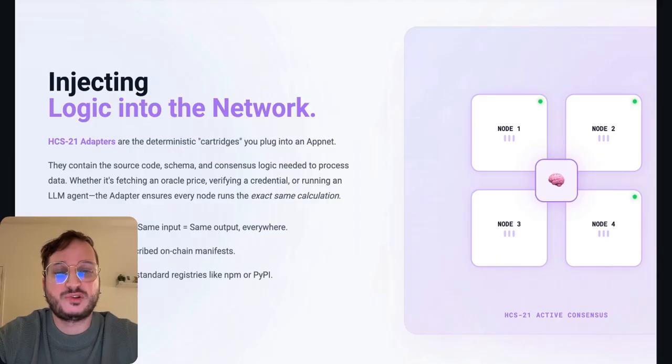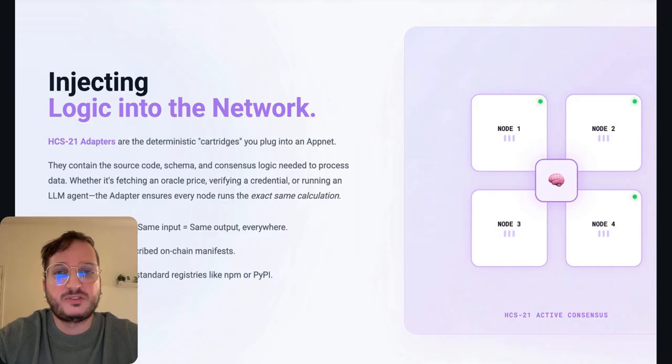The adapter ensures that every single node in the Flora, every petal in the Flora, is running the exact same calculation. So some of the key rules here are, number one, it has to be deterministic. So you should get the same input, same output on each of the petals. This is really important. Two, we have these adapters inscribed on chain as manifests. So you can actually pull down the hash of the manifest or the code that's being run, and you can have it one-to-one. This is a way to prevent malicious actors who might be impersonating or pulling in source code that you don't actually want to use.